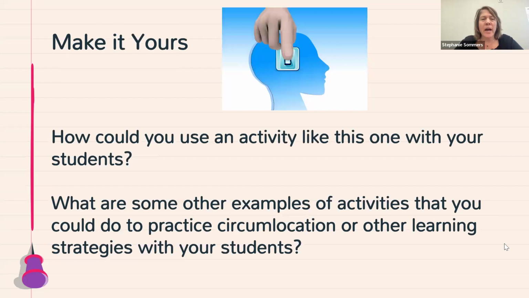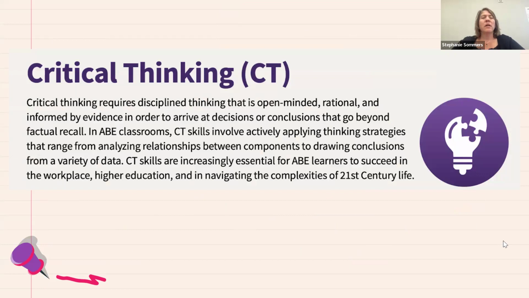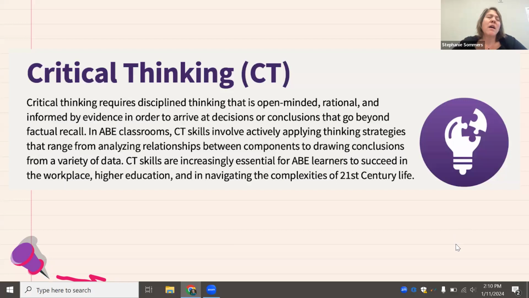Okay, we've kind of skipped ahead to where we've talked about making it our own. So we'll get into our last category for today, which is critical thinking. If we go to the next slide. Okay, so critical thinking requires disciplined thinking that is open-minded, rational, and informed by evidence in order to arrive at decisions or conclusions that go beyond factual recall. In ABE classrooms, critical thinking skills involve actively applying thinking strategies that range from analyzing relationships between components to drawing conclusions from a variety of data. Critical thinking skills are increasingly essential for ABE learners to succeed in the workplace, higher ed, and in navigating the complexities of 21st century life.